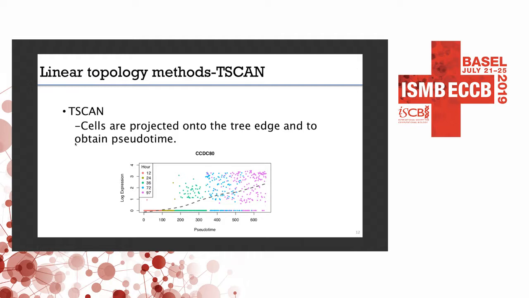And then here, I'm plotting a particular gene, this CCDC80 gene, plotting the log expression of this gene versus the ordered pseudotime from the TSCAN method. And you can see the dynamics of this gene changing over time. And so just to be consistent, for each of the methods that I show, I'm going to plot the same gene, just so we can see how they're performing differently.